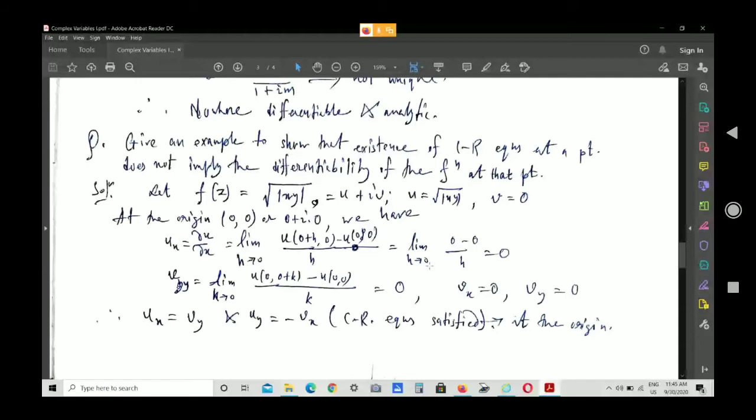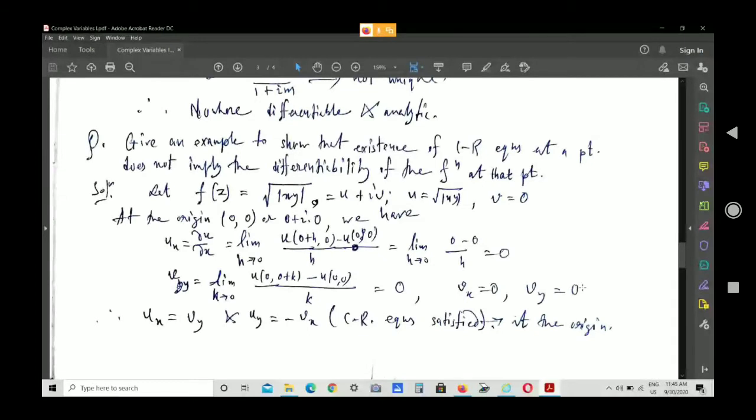So when we take the limit, we get 0. So u is 0 at the origin. Similarly, you check Vy. Only the y coordinate will change because we are talking about the partial derivative with respect to y. So only the y coordinate changes, and we get 0. Similarly, that same definition will apply to Vx and Vy, and you will see all of them are 0.